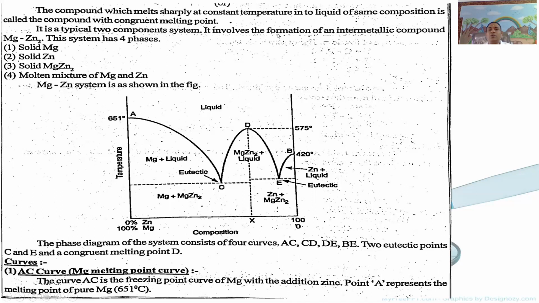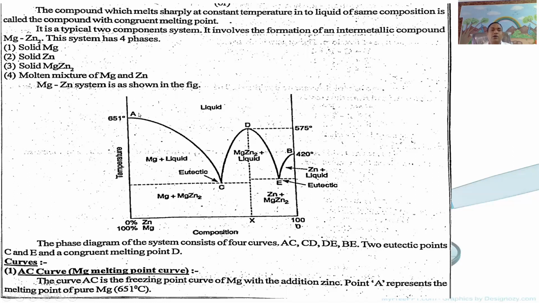It involves the formation of an intermetallic compound, MgZn2. This system has four phases. One is solid magnesium, second is solid zinc, third is solid magnesium zinc compound, and fourth is the molten mixture of magnesium and zinc. The magnesium zinc system is as shown in the figure. It is the phase diagram of the magnesium zinc system.